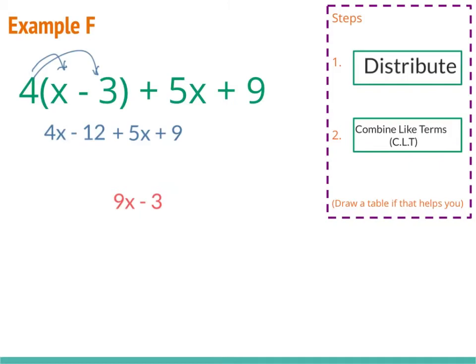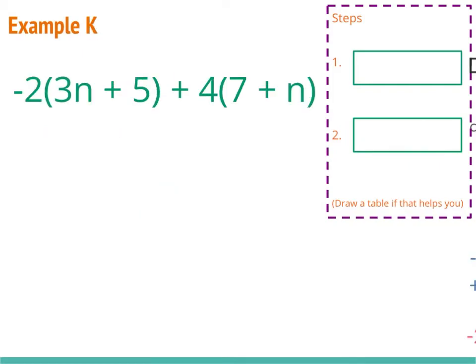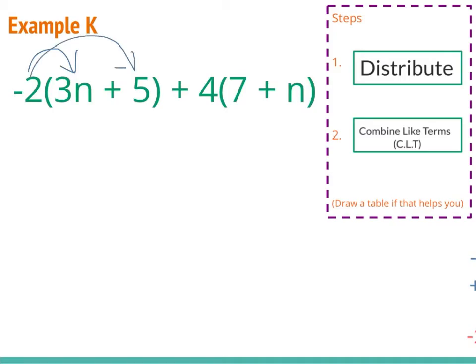Let's go on to another example. So here in example K, I've got -2 inside the parentheses and then 3n plus 5 plus 4 inside the parentheses, 7 plus n. So here I've got two sets of parentheses. So I'm going to have to make sure that I follow my steps. I'm going to have to distribute before I can CLT or before I combine like terms. So I'm going to start by distributing the -2 to the 3n and the -2 to the 5. And then I'm going to distribute the 4 to the 7 and the 4 to the n before I combine like terms.